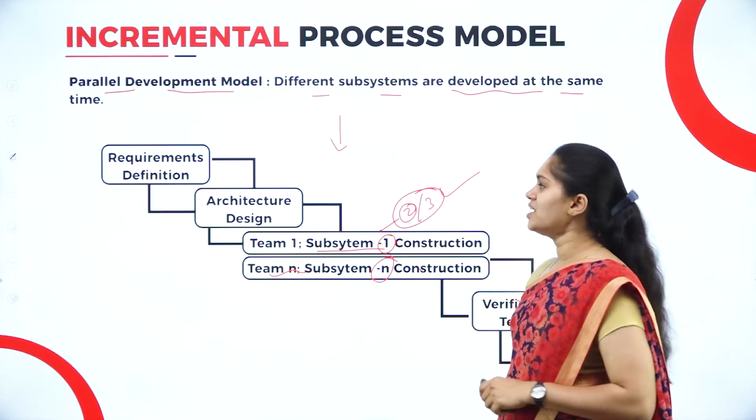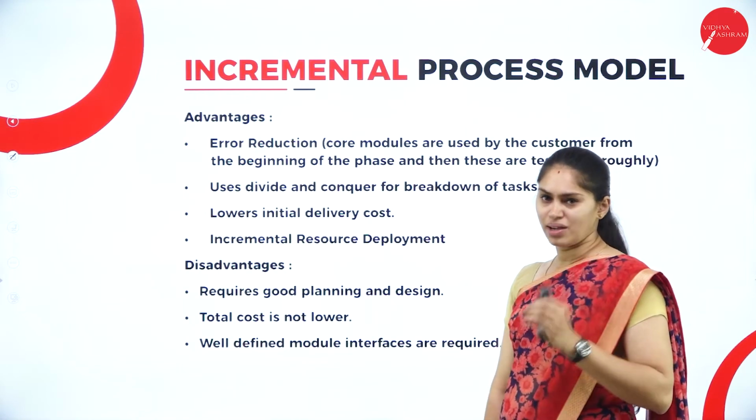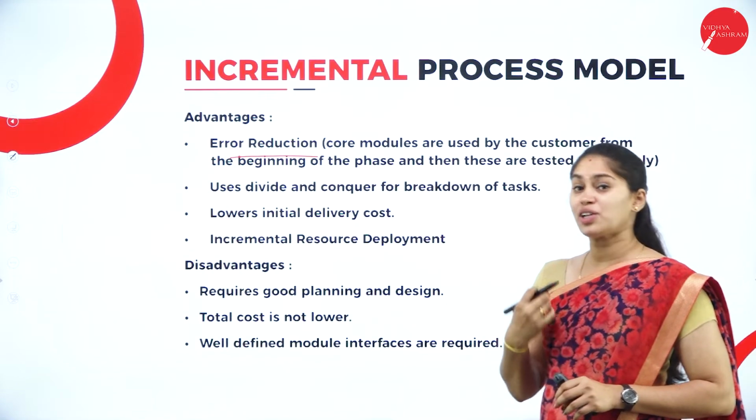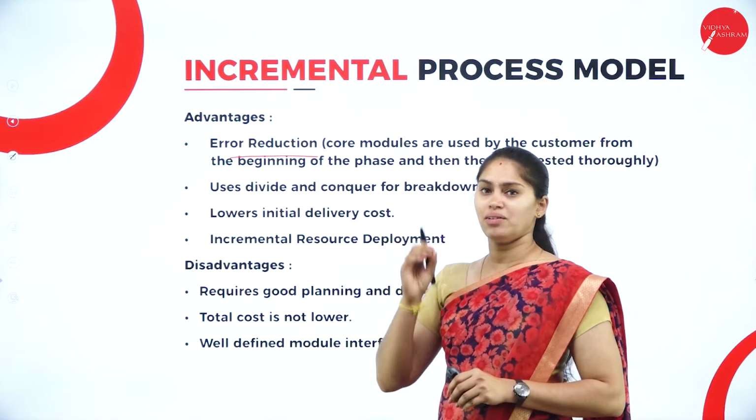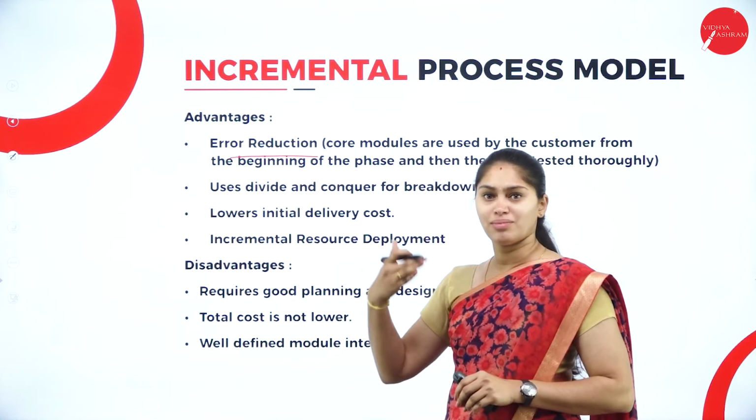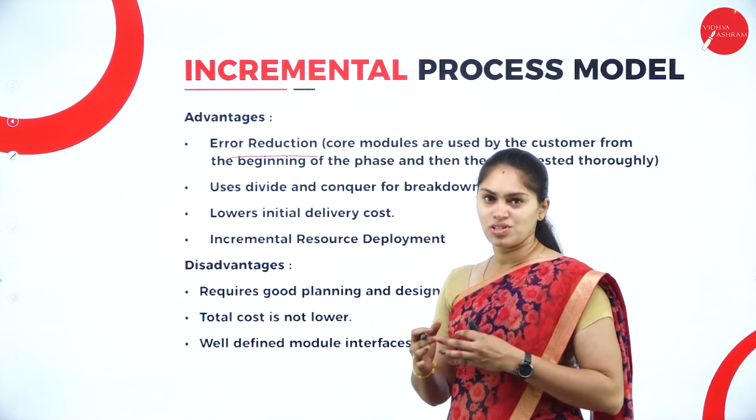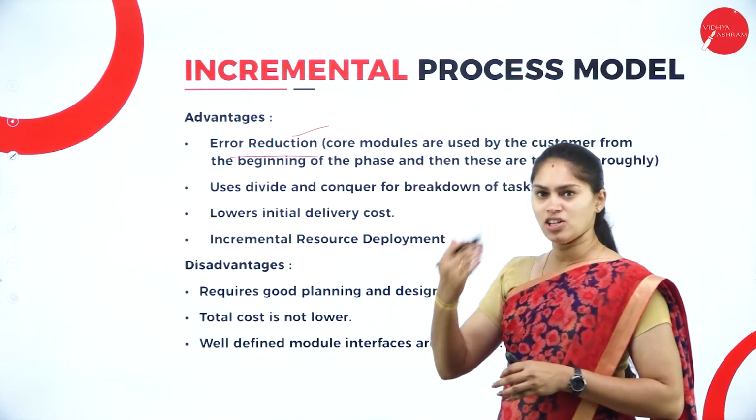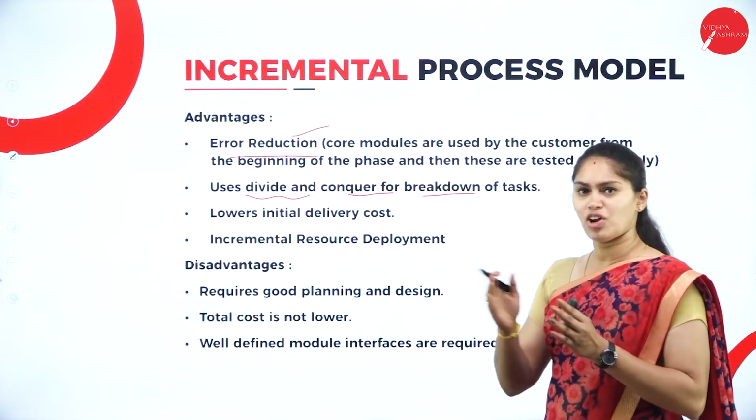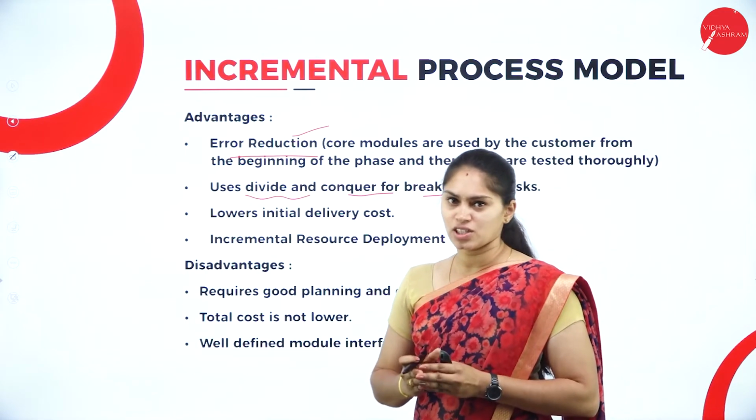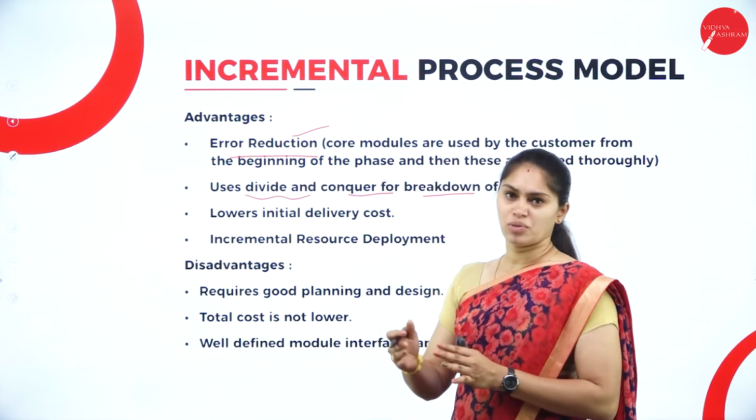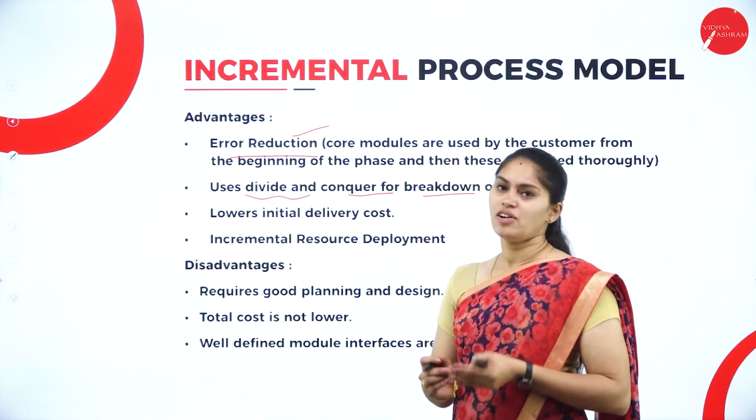So here also we have some advantages. What is the main advantage? Error reduction. Why? Because the core model will be developed first, so it will have the basic features. If something goes wrong in that, then we are going to have much time to correct those errors. So the error reduction will be very high. And also this uses the divide and conquer method. So we are not considering the problem as a complex solution. Instead, we will be breaking down all those modules into sub-modules. So development of those sub-modules will be easier.